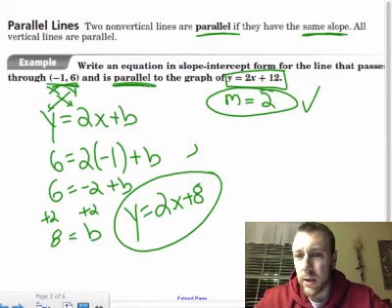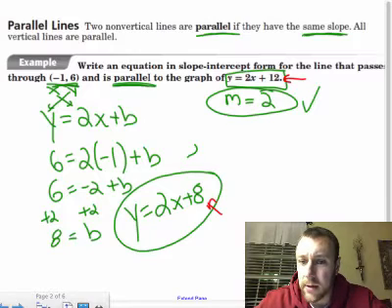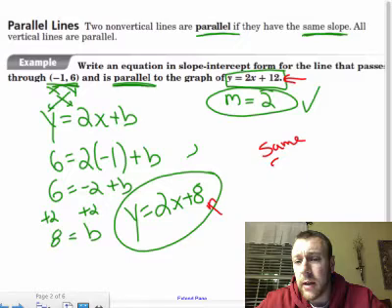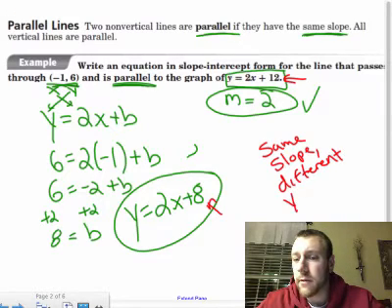What I want you to notice is that this 8, this y-intercept here, is different than that 12. Because parallel lines have the same slope, but they have different y-intercepts, because one is going to be higher and one's going to be lower. They never intersect. They're going to rise and run the same, but they're going to have different y-intercepts.